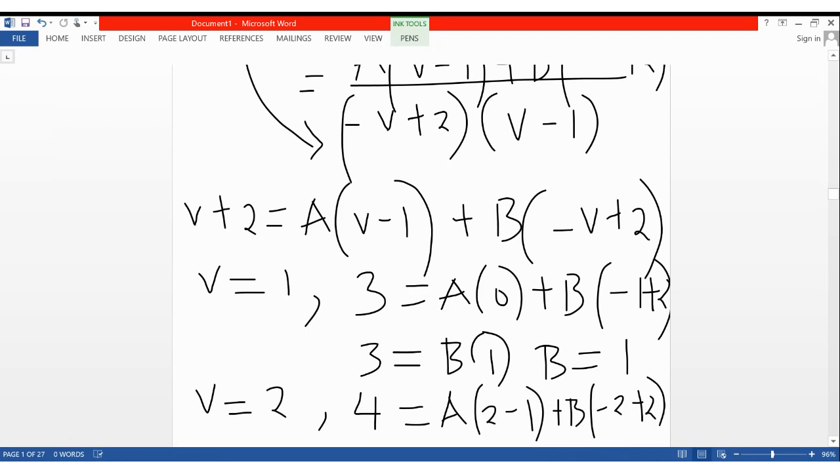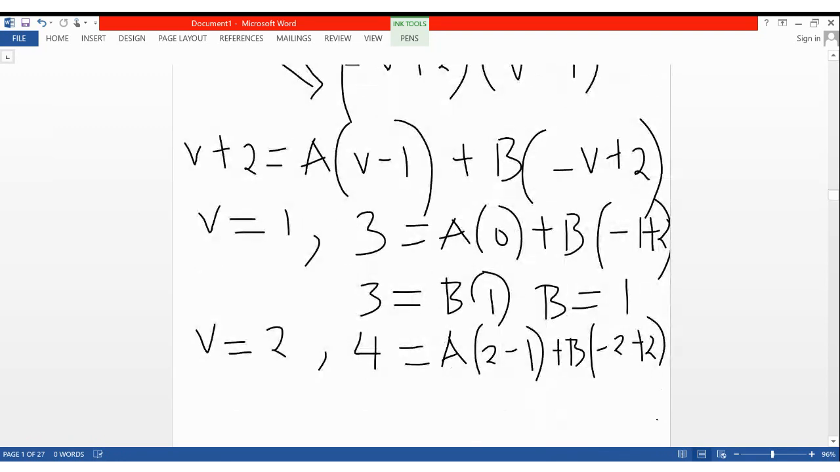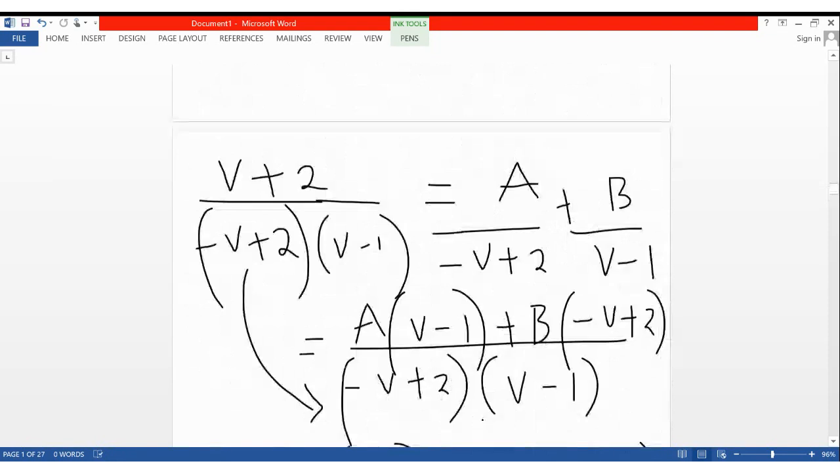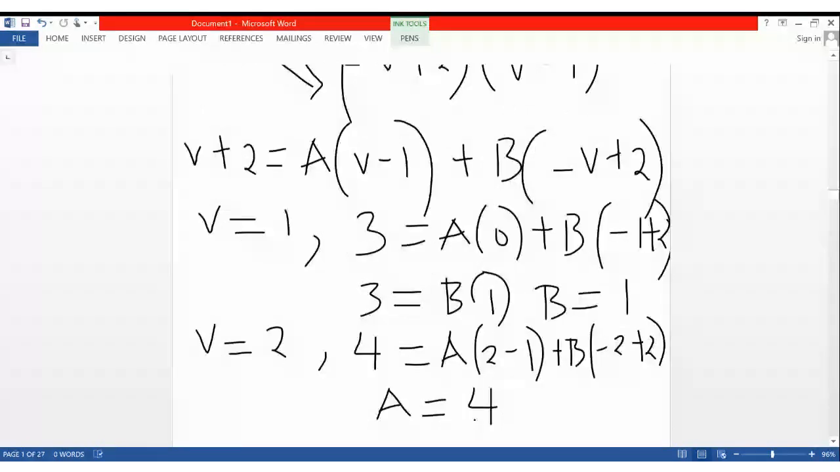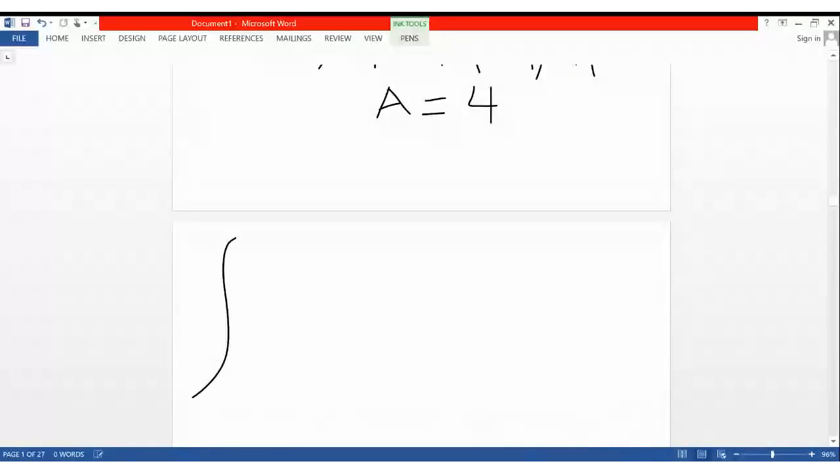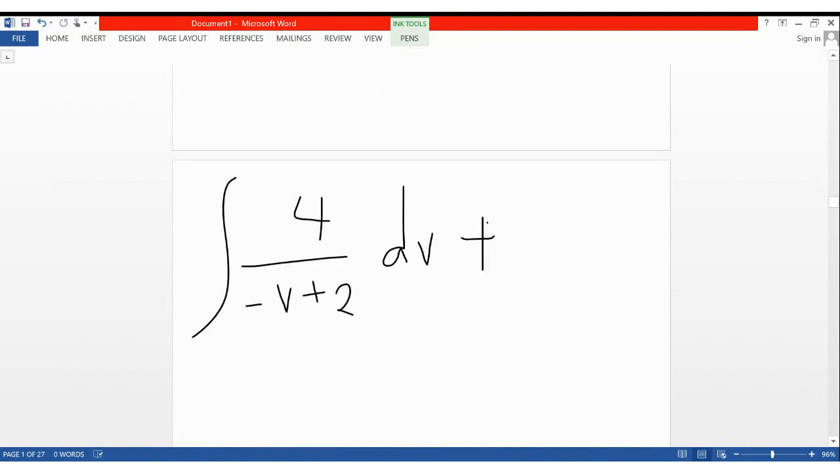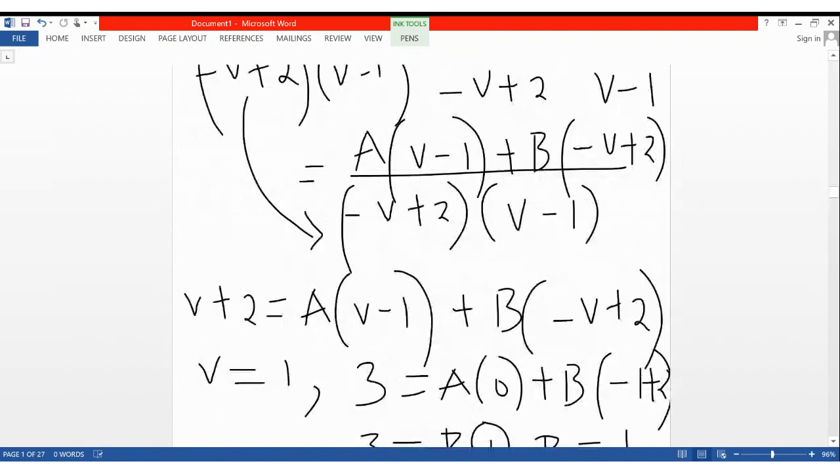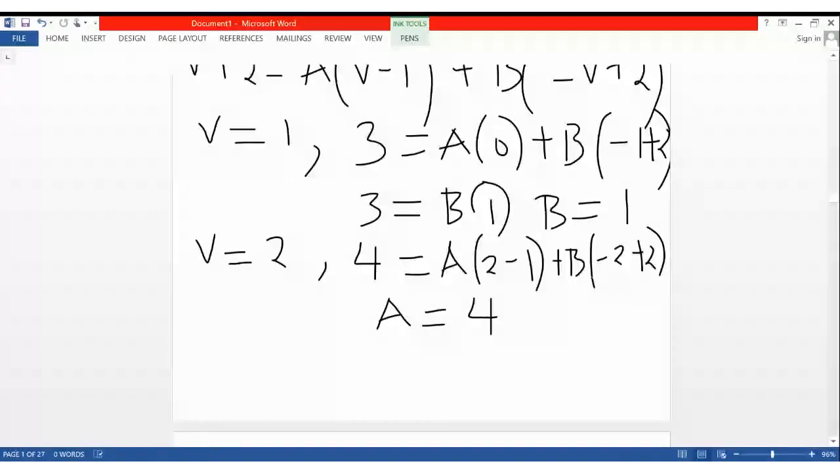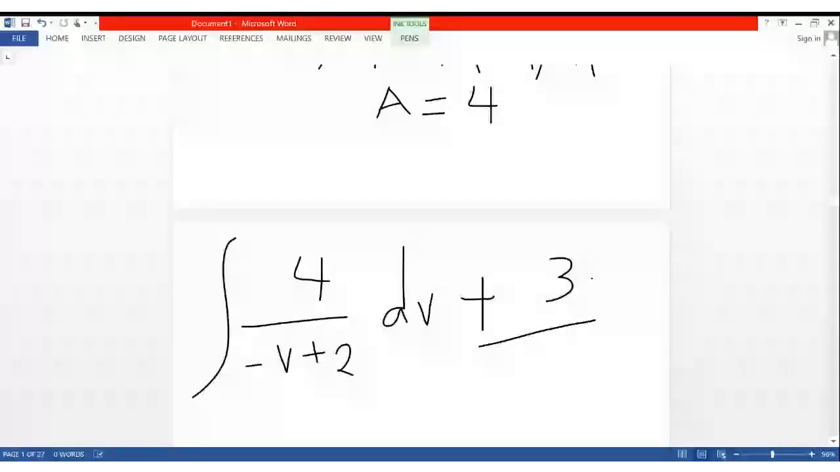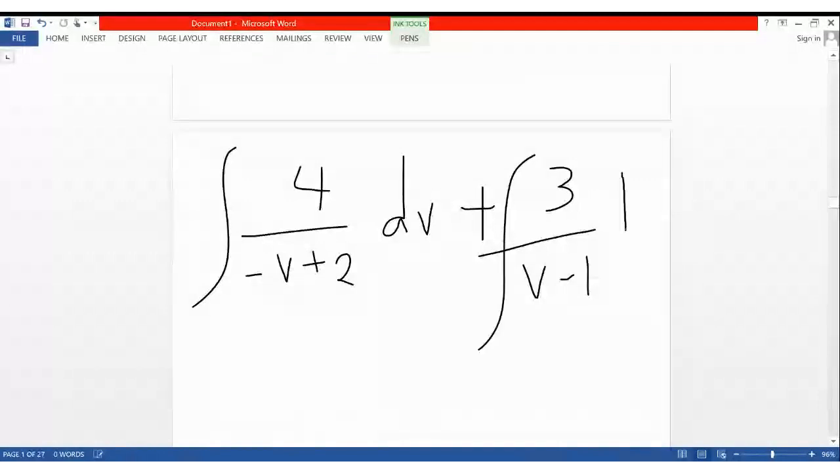The integration now is a bit easier. Instead of having that, this is what I'll have now. My A is 4, so I'll have the integration of 4 over negative v plus 2 dv, plus my B. My B is 3. On the denominator of B, we had v minus 1, so 3 over v minus 1 dv. So partial fractions will work.